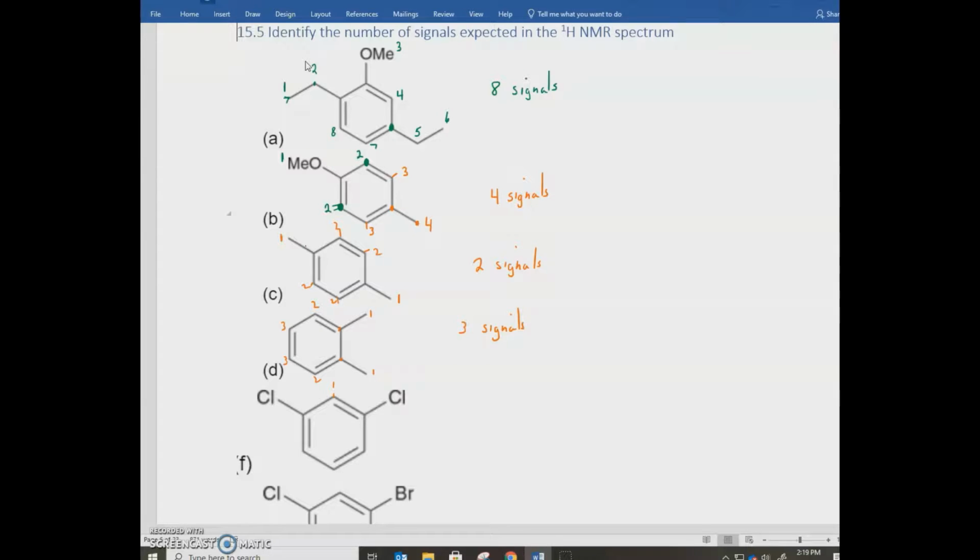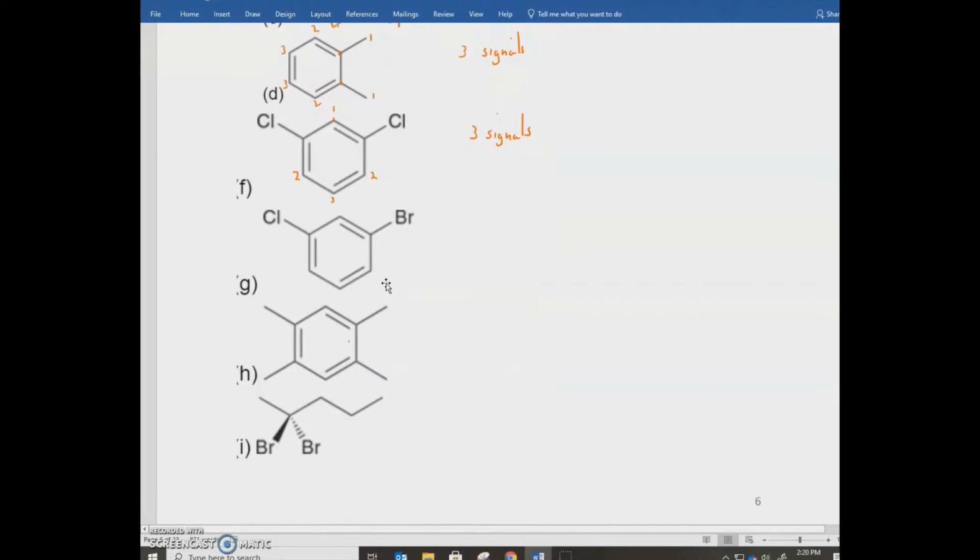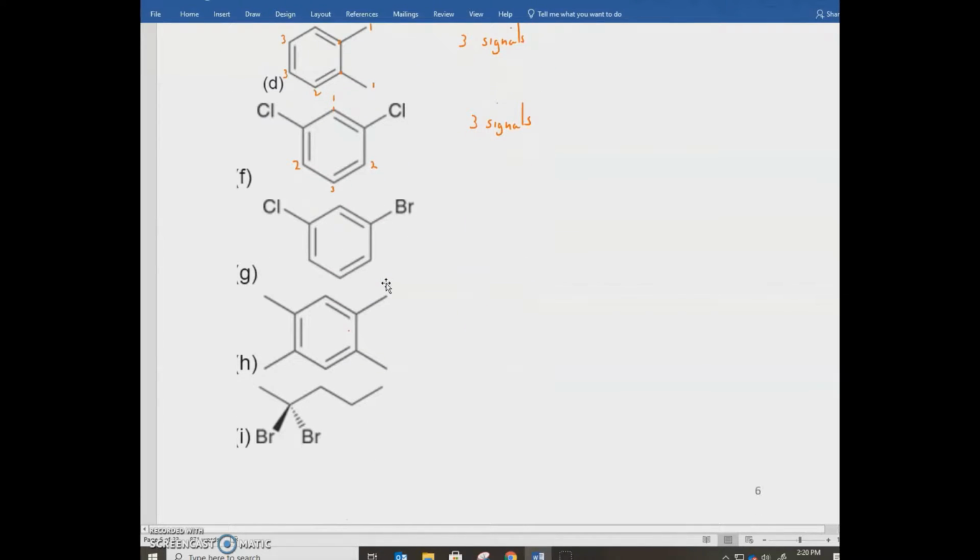There will be a signal here. Then the signals off this proton and this proton will be the same, and this proton will be different. So we'll get 3 signals. So if you didn't stop it last time, stop it this time and try these before you go on.